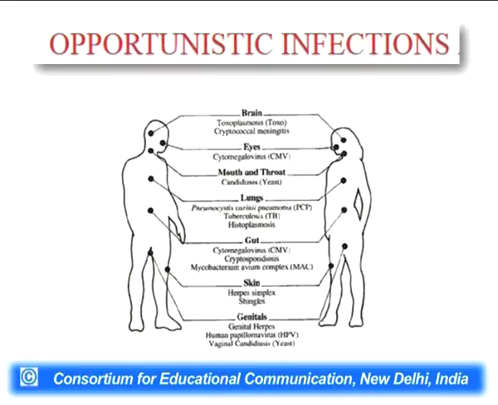If we start from the brain, eye, mouth, throat, lungs, gut, skin, genitals, all of them are affected. In the mouth and the throat, the patients get affected by candidiasis, which is the fungal yeast infection. In the lungs, he or she suffers from pneumonia. Tuberculosis is one of the most important opportunistic diseases. In the gut, the person suffers from Mycobacterium avium complex and lots of other subsequent gut infections. In the skin, the person suffers from herpes simplex virus. In the genitals, the patient suffers from human papilloma virus or genital herpes.